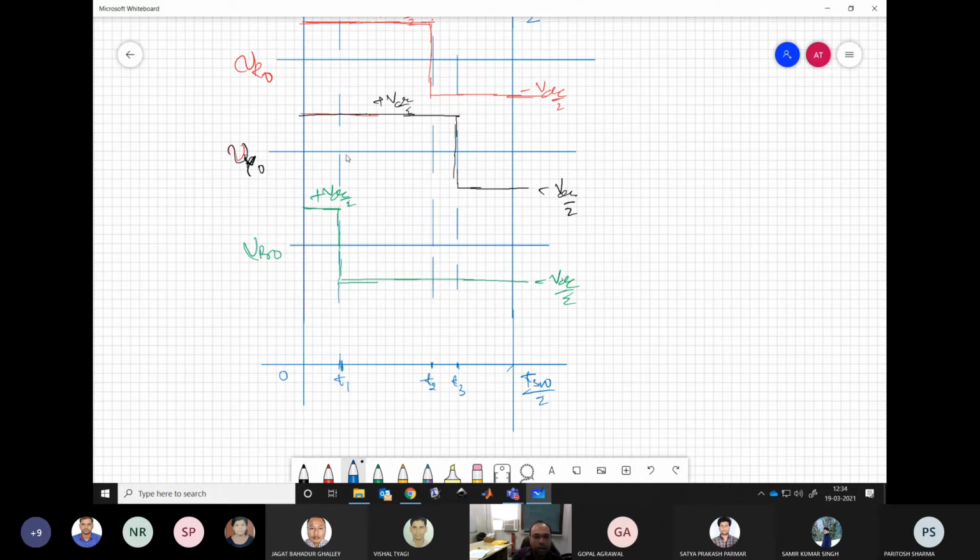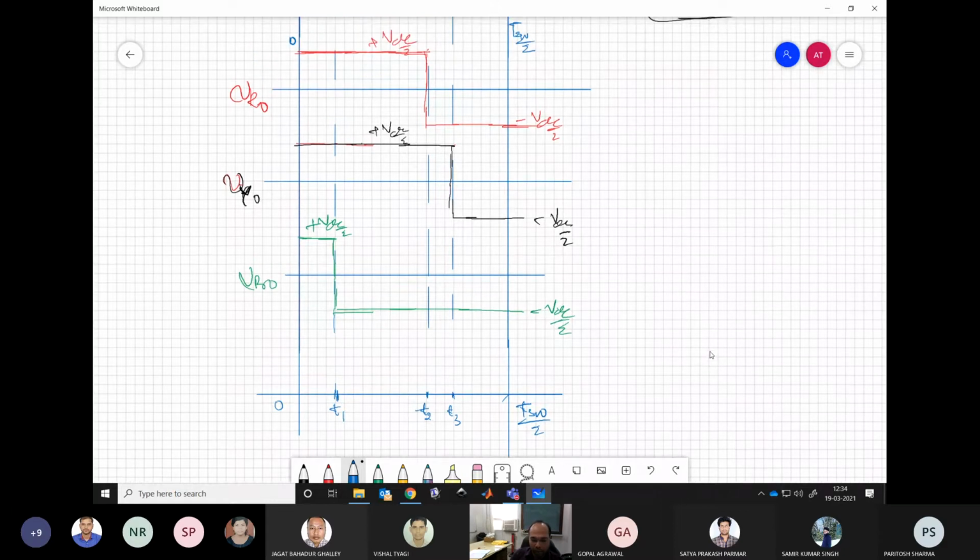Now, just for reference, I will write down the expression for VRN over here: VRO minus VYO minus VBO. So when all three are positive, the sum will be 0. Like the net resultant for VRN would be 0. So let me draw VRN with red color. So this will be like this here.